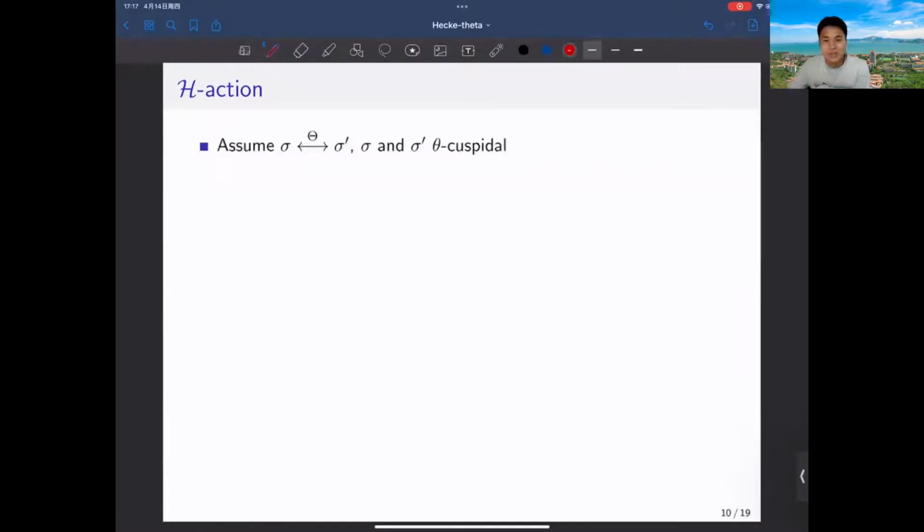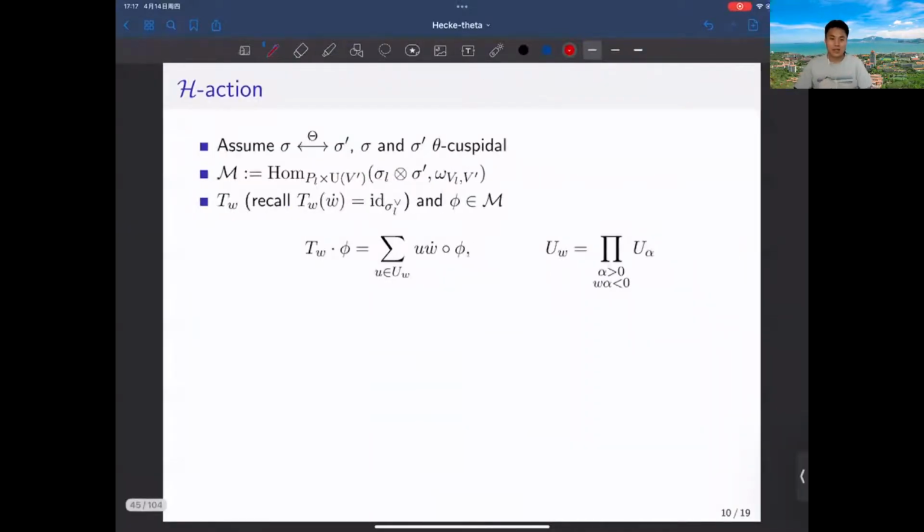Okay, so let's look at this Hecke algebra action in our case. Now our setting is that we assume sigma and sigma prime are theta cuspidal, and they correspond on the cuspidal. We are interested in considering this Hom space, which a priori is U VL and J, I think JL sigma, but just from Frobenius reciprocity, you will see that these two spaces are the same. So we will have an unnormalized element basis of the Hecke algebra action on this space. You can work out the action.